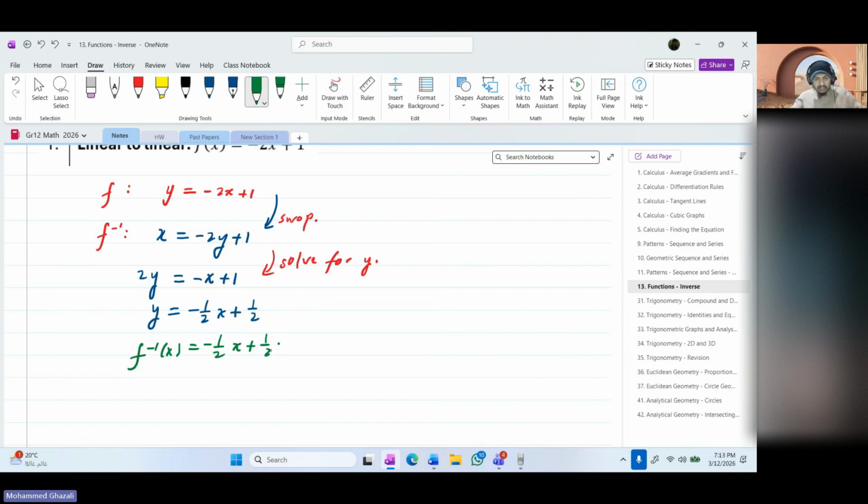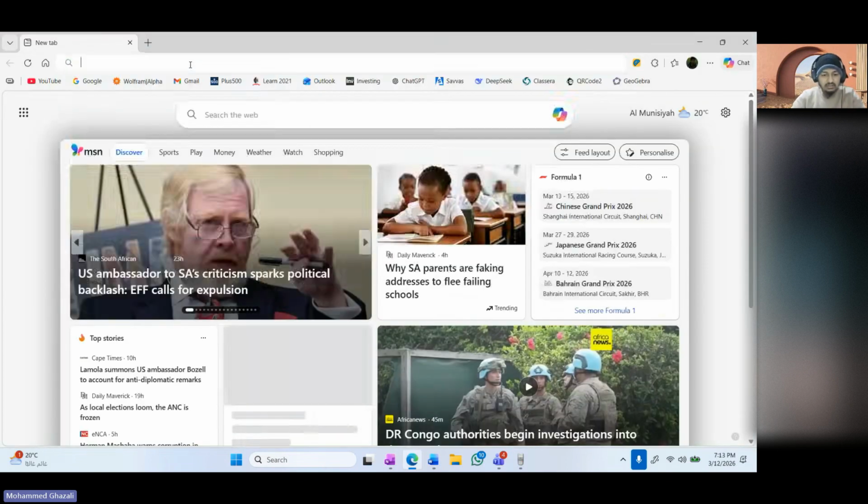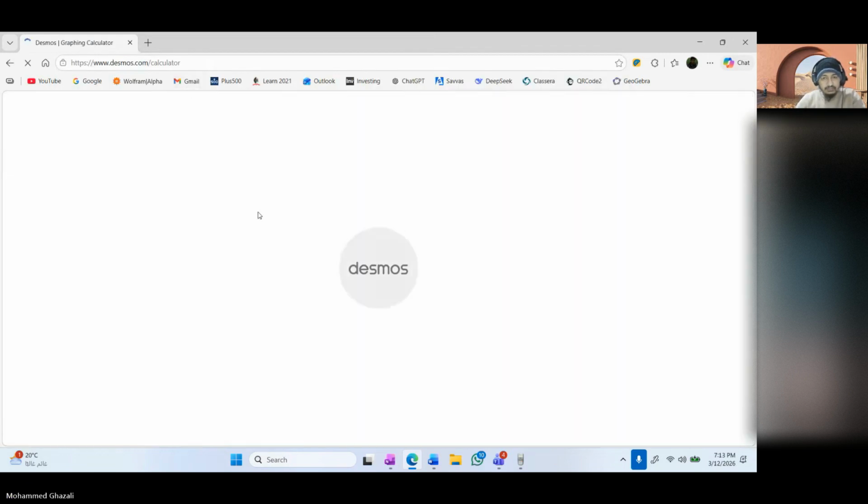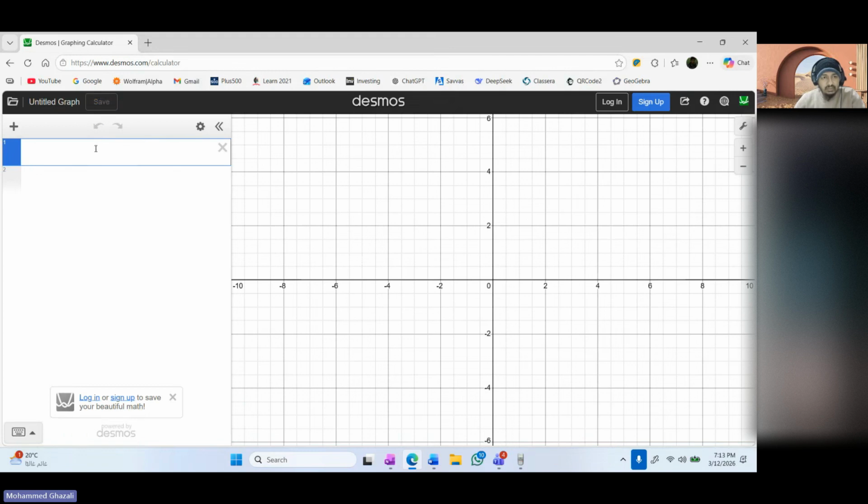Now, let me do a brief sketch of this function to show you what it looks like. Minus 2x plus 1, right? I'm just going to try and sketch it on Desmos. You know how to sketch linear graphs. So I'm just going to sketch it on Desmos, right? Just want to show you what it looks like.